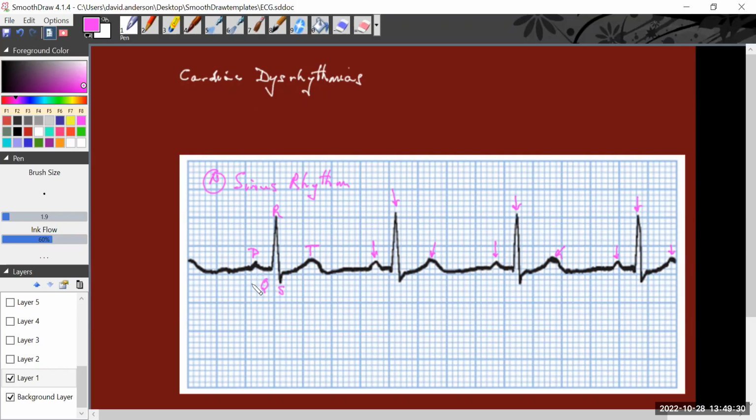Atrial contraction before ventricular contraction, and the spacing between the two. If we looked at ventricular contractions, 1, 2, 3, 4, and a little bit, and so on. Equal distribution between the peaks. So a normal sinus rhythm. So what happens if we end up with dysrhythmia?